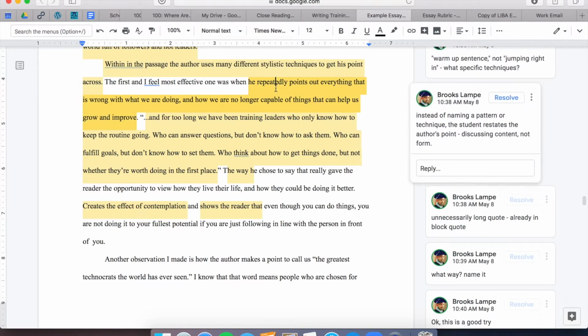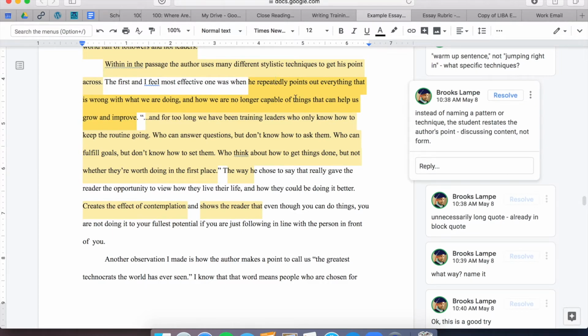Now, what is her claim in the paragraph? Well, she's trying to identify something, but she's not getting very precise with it. This is not a language feature, it's a content feature. In other words, she's restating some of the content of the passage rather than describing what the language is doing in the passage and trying to extrapolate interpretive meaning from what the language is doing. So this is an important difference in what I call the mode of analysis.